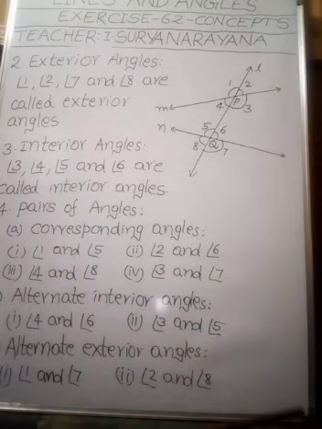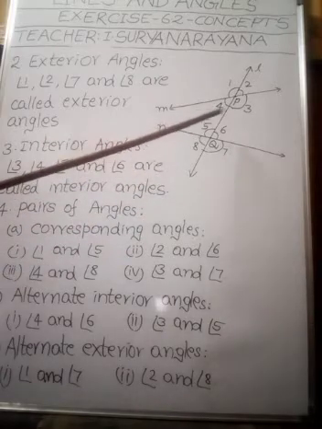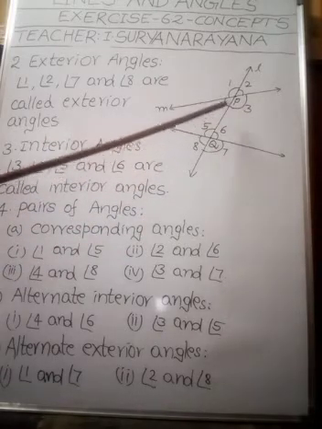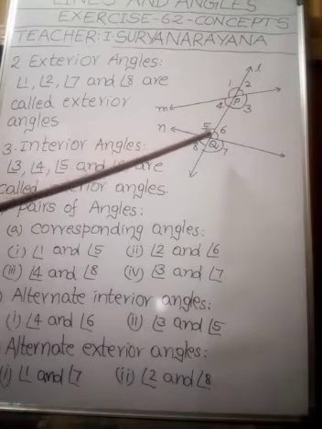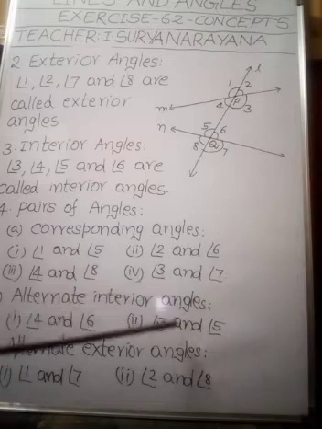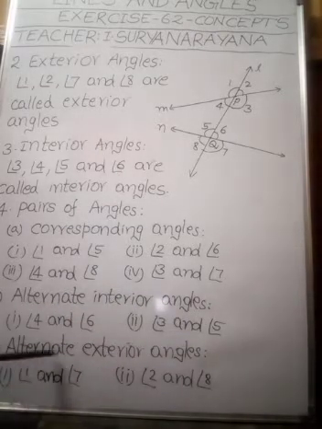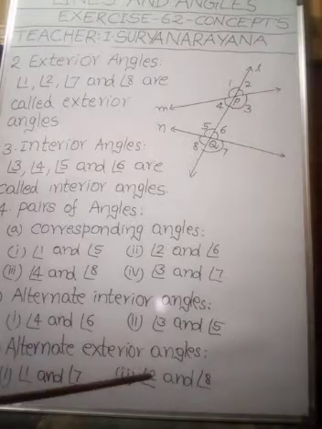Okay, my children, please understand this point. Similarly, angle 3 and angle 5, this pair of angles are said to be alternate interior angles. Is it clear, my children? Right. Now come to alternate exterior angles.